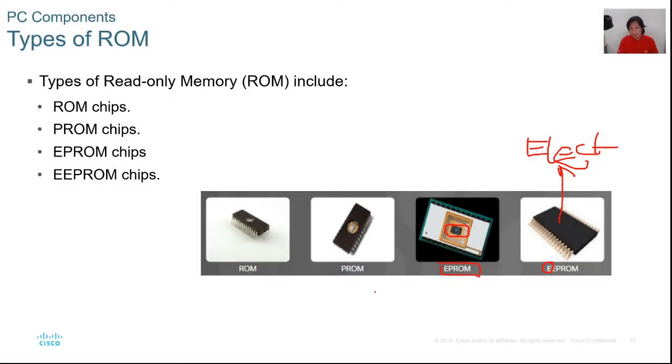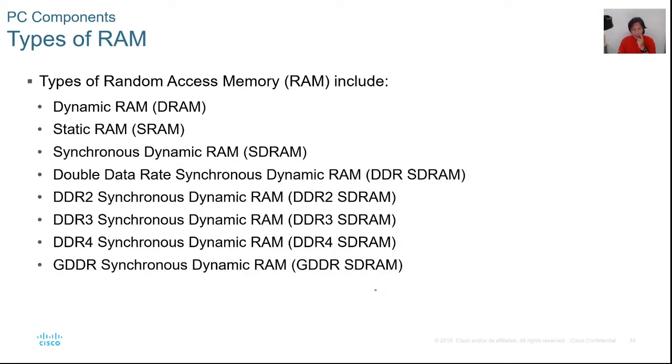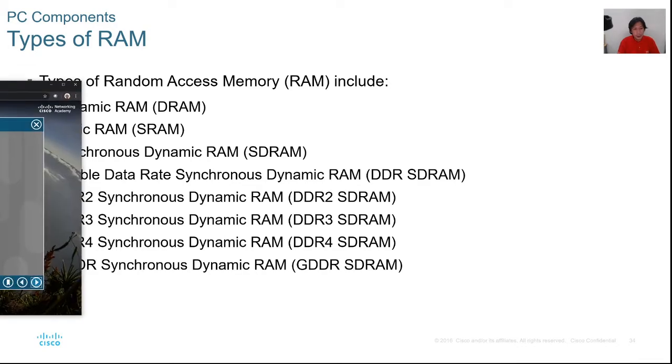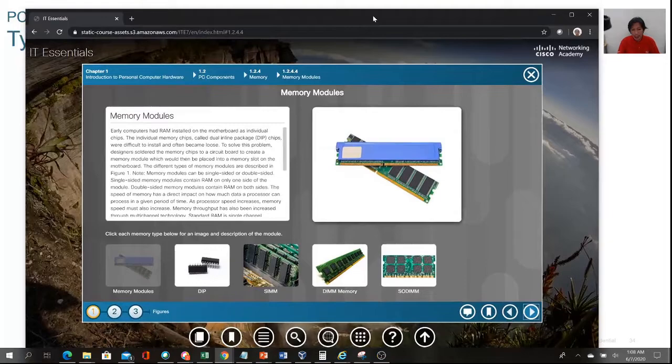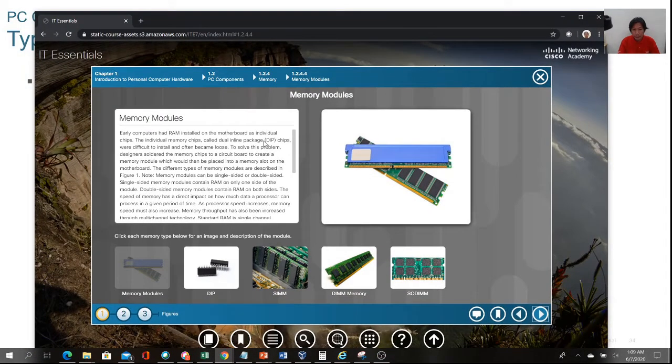So if we have the RAM, then we'll also have the ROM. There are different types of ROM. Let me use our curriculum again so that you can see the different types of memory module. In the early days, they had what they call DIP switches. When we say memory module, this is the RAM, the physical memory that we usually insert into our motherboard.